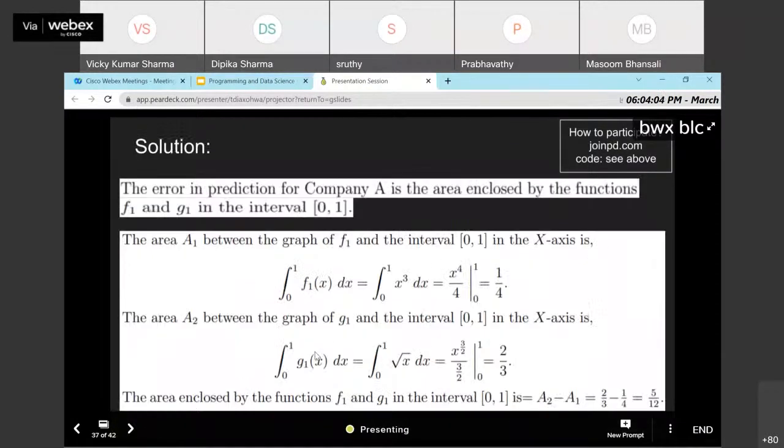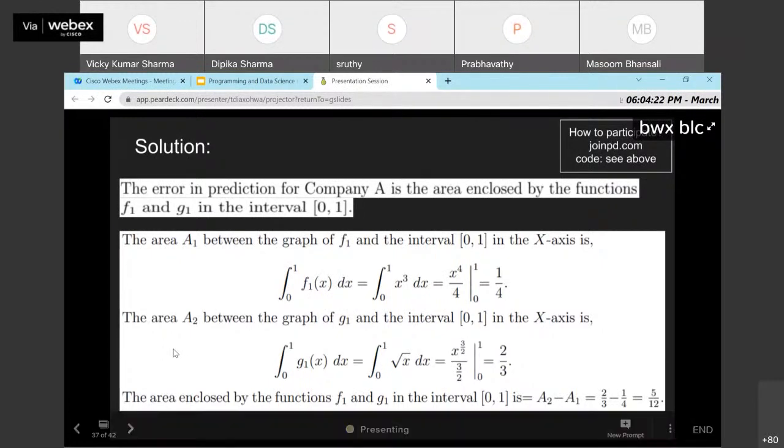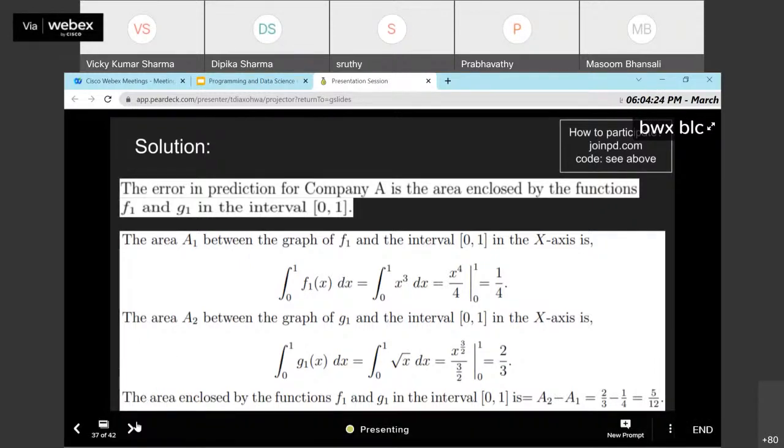When you do this A2 minus A1, it turns out to be 5 by 12. Masum even got this. Am I right, Masum? You got the same value, right? 5 by 12? Yes, I got 5 by 12. Yeah. So this is the error in prediction for that particular company A.